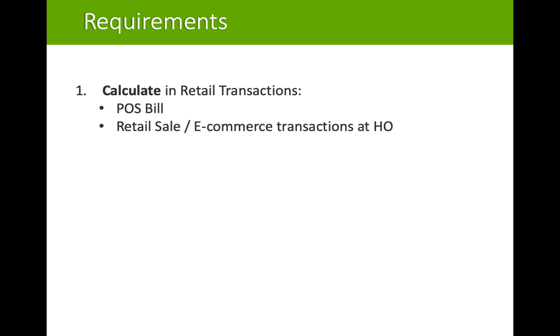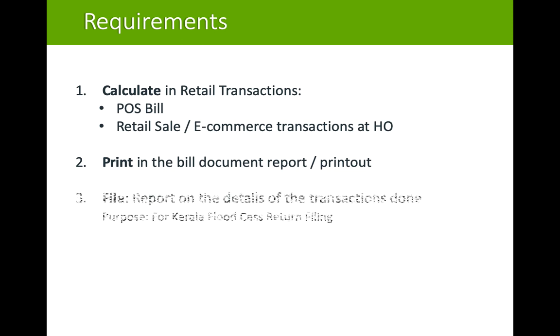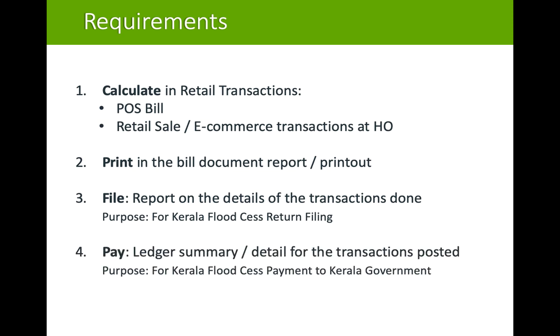Now let's see the requirements placed by the government for this implementation. Number 1 is to calculate in retail transactions as per the applicability defined earlier. Number 2 is to print the charged taxes or the Kerala Flood Cess in the document reports of such transactions. Number 3 is to file returns for Kerala Flood Cess. For this you need a report. Number 4 is to make payment to the government. For this you need to have liability generated in a ledger.